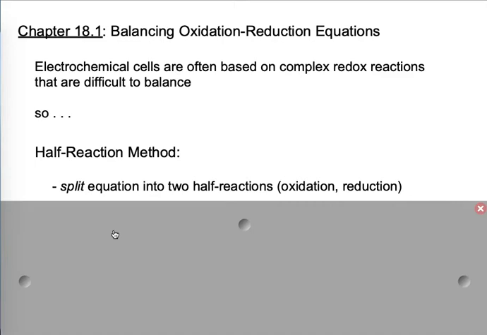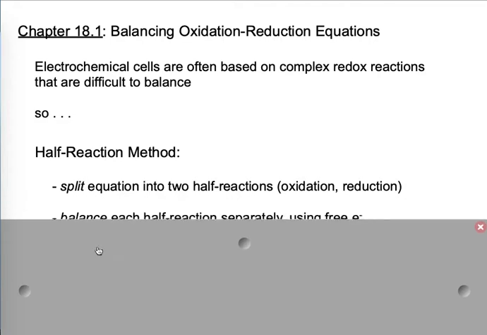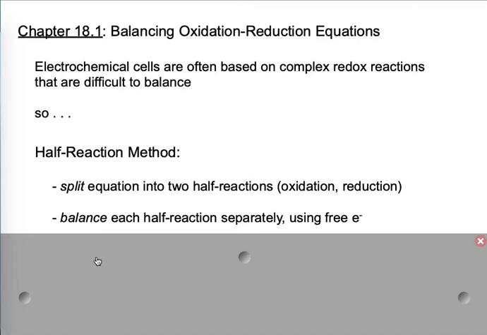The first thing you do is to look at your overall reaction and split it up into two half reactions, one of which describes the oxidation part and the other of which describes the reduction part. You will recall that every redox reaction involves an oxidation, in which one element loses electrons, and a reduction, in which another element gains electrons. So we're going to look at these two processes separately. We will then balance each half reaction separately using free electrons in order to get it to balance. In an oxidation process, which involves loss of electrons, the free electrons will be on the product side, whereas in a reduction half reaction that involves gain of electrons, the free electrons will be on the reactant side.